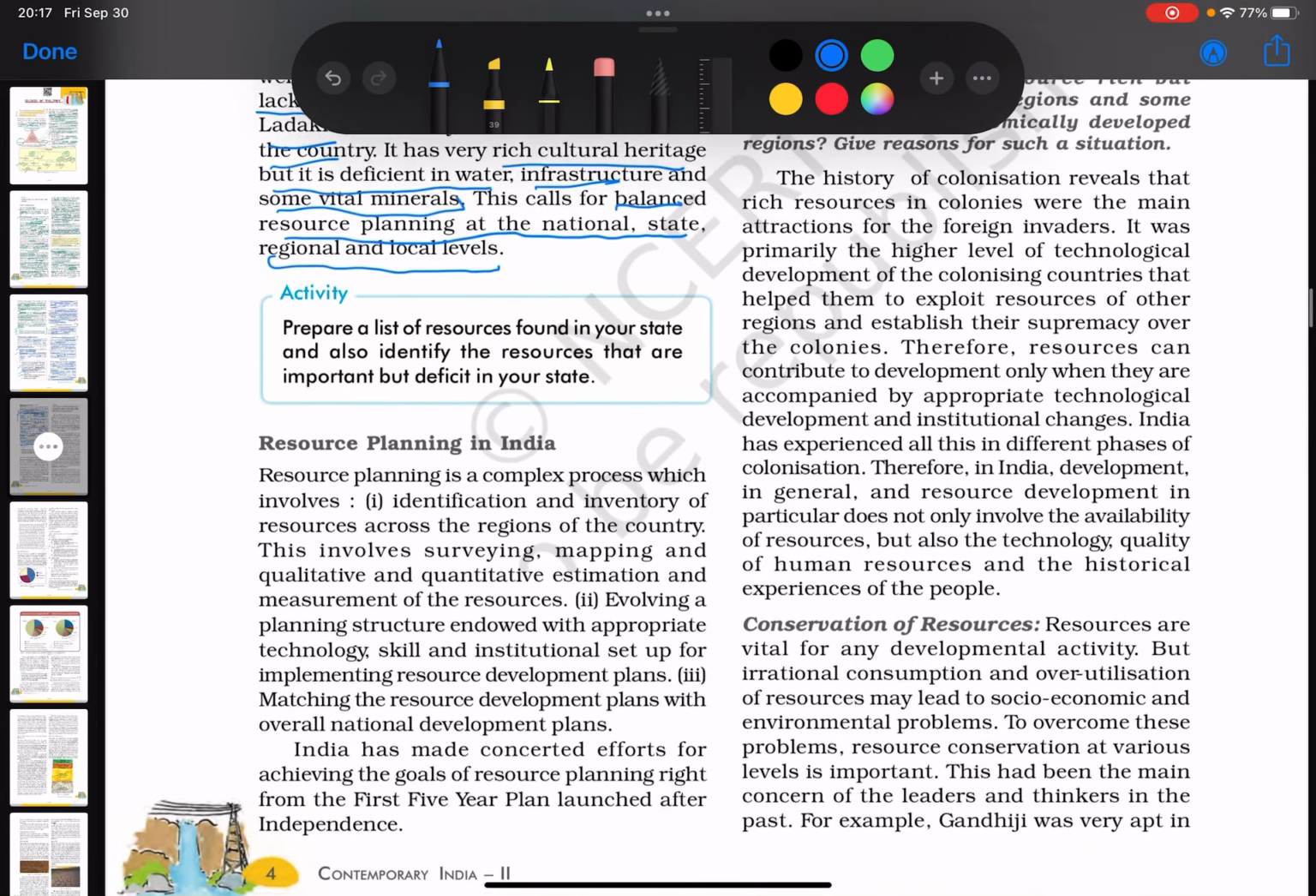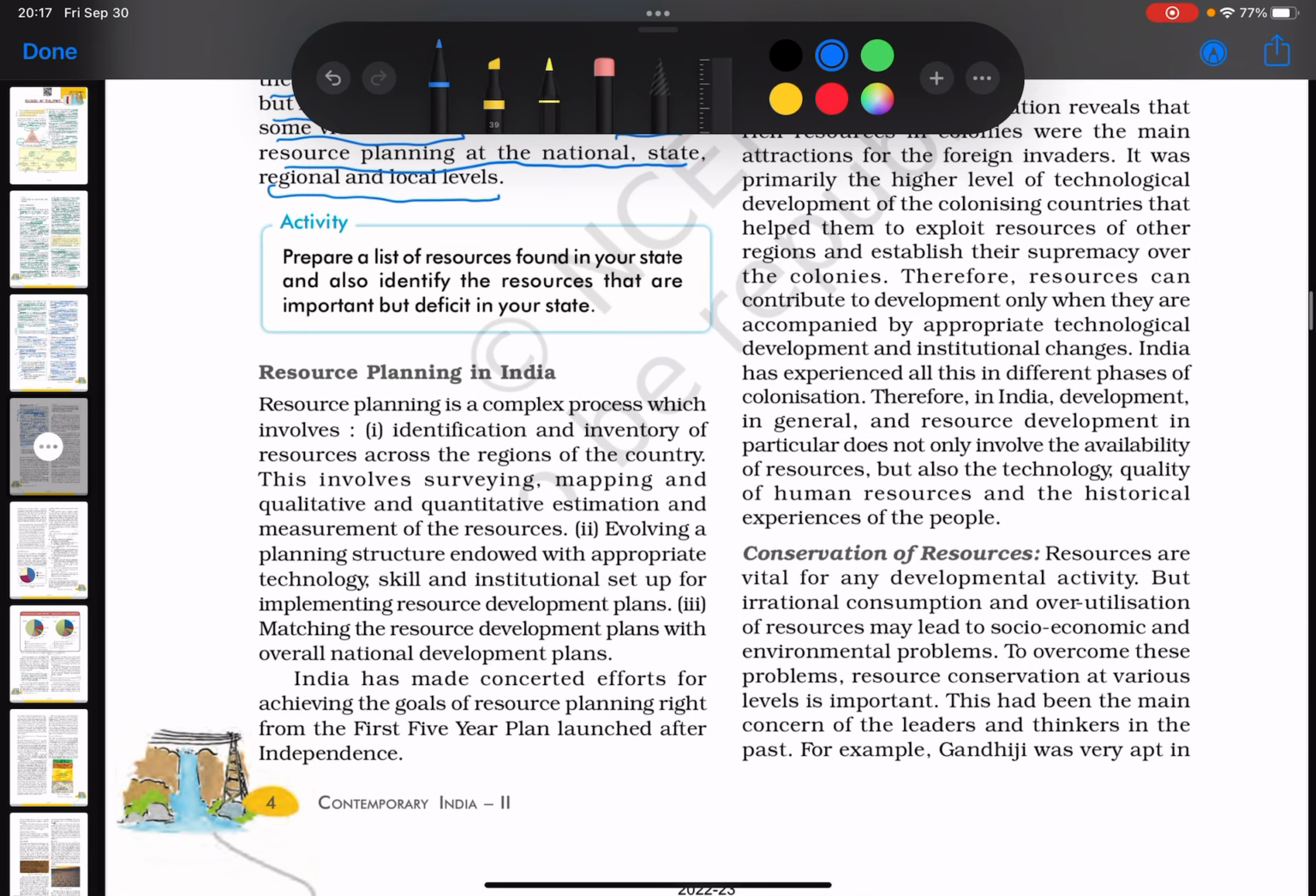Now, let us look at the approach to resource planning in India. Resource planning is not simple. Think about a country that has 1.4 billion people and so many states. How are you going to plan it? So, it is a very, very complex process.